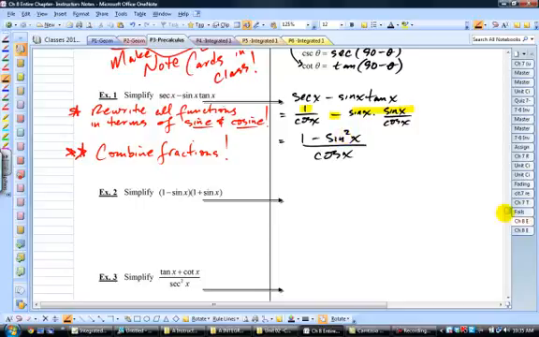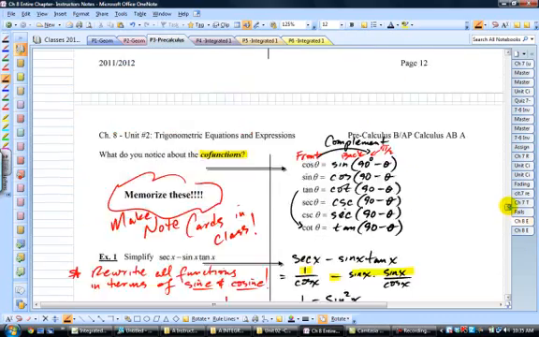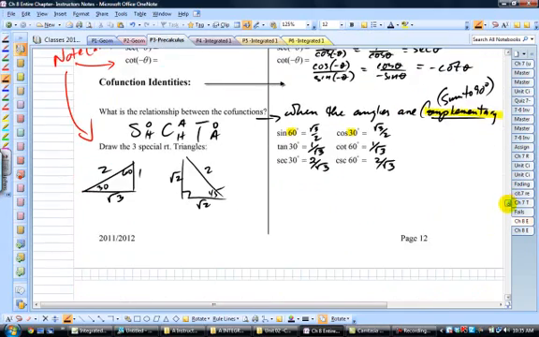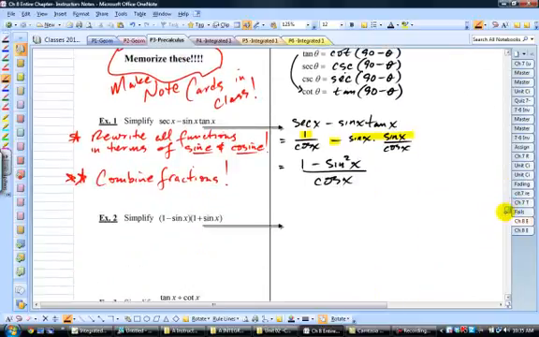Well, if you go back to your Pythagorean identities and look at all their variations, 1 minus sine squared theta is equal to cosine squared theta. Aha! It's from our first Pythagorean relationship here. So what I can do is rewrite it as cosine squared x, divided by cosine x.